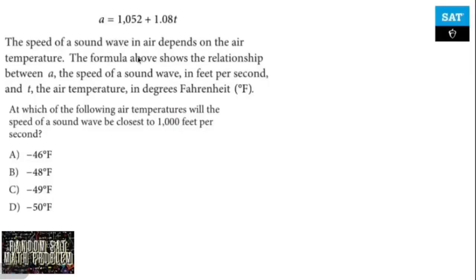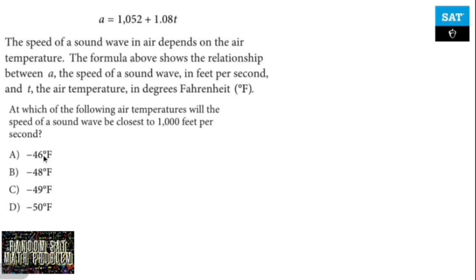The speed of a sound wave in air depends on the air temperature. Neat. The formula above shows the relationship between A, which is the speed of the sound wave, so A is speed, and T, the air temperature, so T is temperature. At which of the following air temperatures will the speed of the sound wave be closest to 1,000 feet per second? All right, so essentially what I need to do is find a T that if I were to plug in 1,000 for A, it works out.